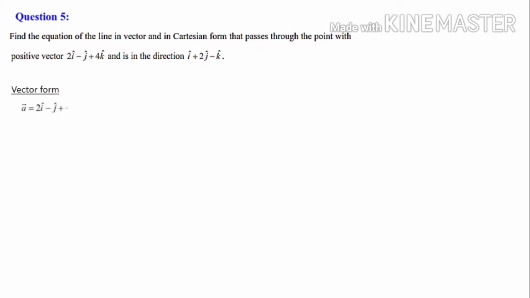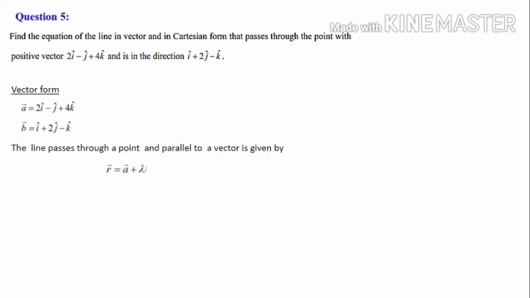Vector form we have to write. Vector A is 2i minus j plus 4k cap. In the previous question, coordinates were given and we wrote the position vector. Now the vector itself is given, so that is easy. And vector B, that is the parallel vector, that is i plus 2j minus k. The line passes through a point and parallel to a vector is given by vector R is equal to vector A plus lambda into vector B. Just substitute it. Vector R is equal to vector A, 2i cap minus j cap plus 4k cap, plus lambda into vector B, i cap plus 2j minus k cap.